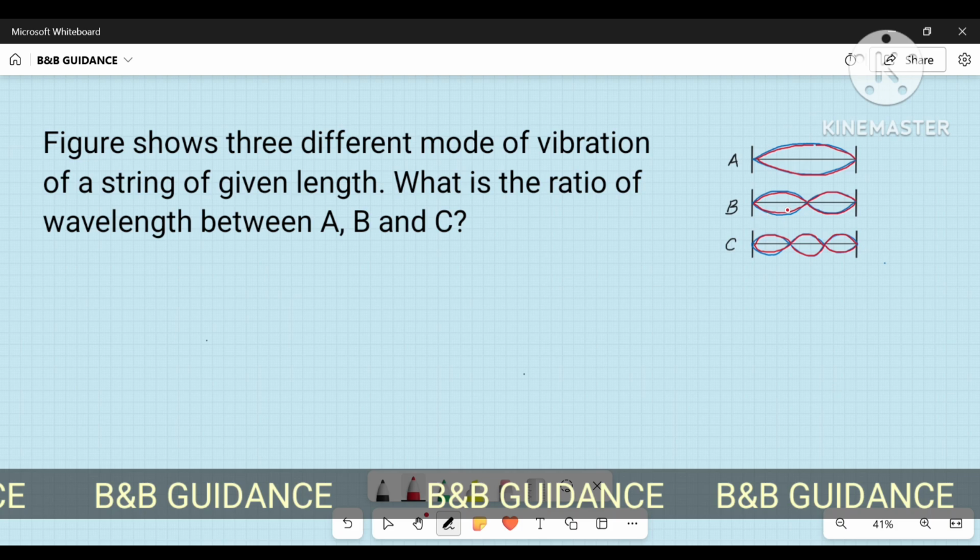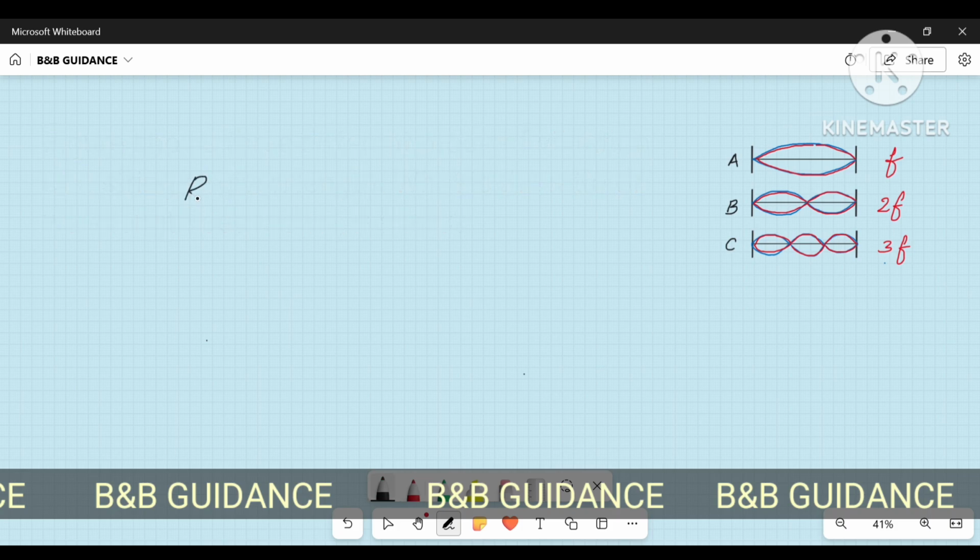So this first one is of fundamental frequency. Suppose let it be F. Then second one frequency will be doubled, that is 2F. And third one frequency is 3F. So if I ask you to find the ratio of frequencies, you can just find the ratio of number of loops. Ratio of frequencies is equal to 1:2:3.